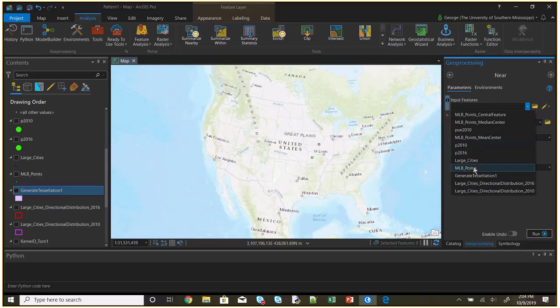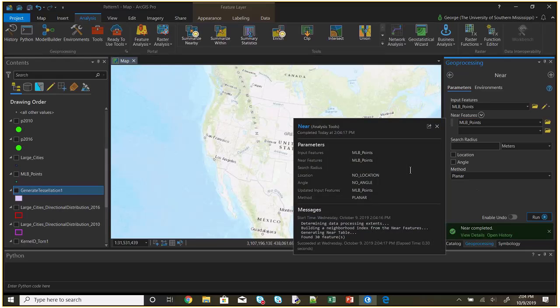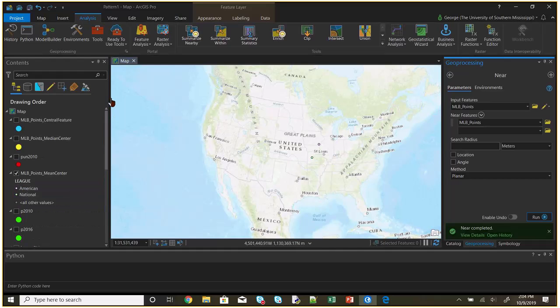So if I take my Major League Baseball points and I put my near feature as my Major League Baseball points, and I run this guy, then where's it going to put it?